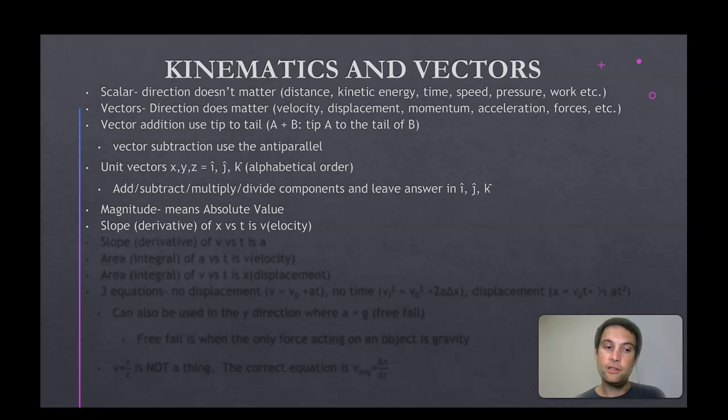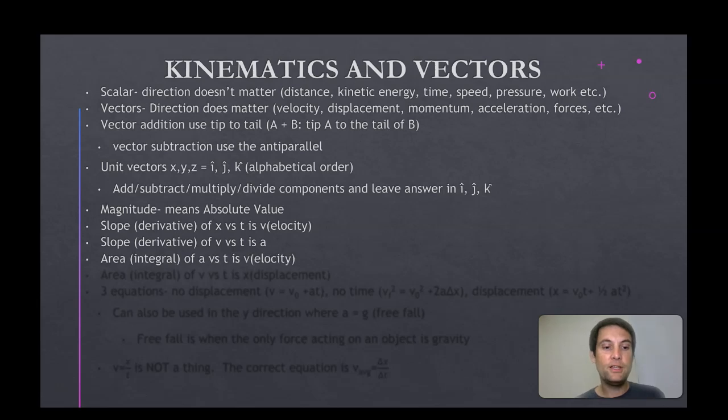The slope or derivative of position versus time is velocity. Slope or derivative of velocity versus time is acceleration. The area or integral of an a versus t graph is velocity. And the area of a v versus t graph is displacement.